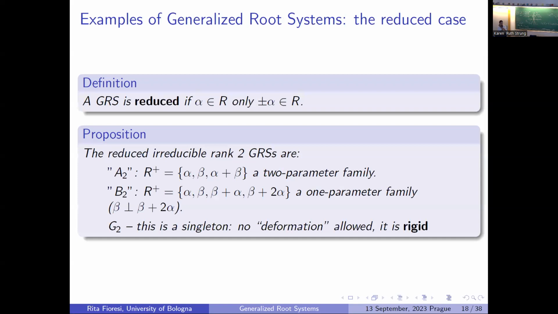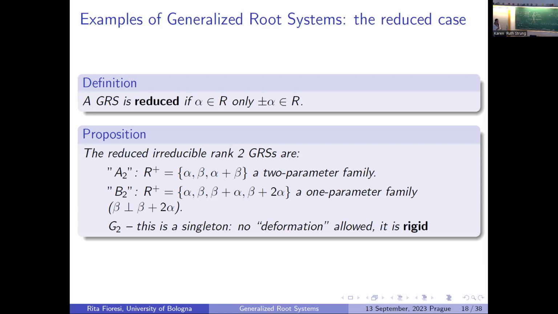Okay, and then I just wanted to get a feeling of what these strange objects are about. The first example: in this definition, there is no requirement that a multiple of a root is a root or not. So you may ask yourself, what if you add the reduced condition, so you only want multiples of roots? Then you get something very similar to A2, a two-parameter family, this drawing that I have of the crooked A2, and also crooked B2 you can have.